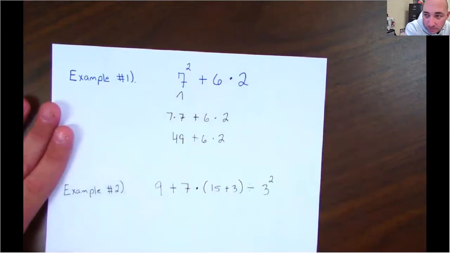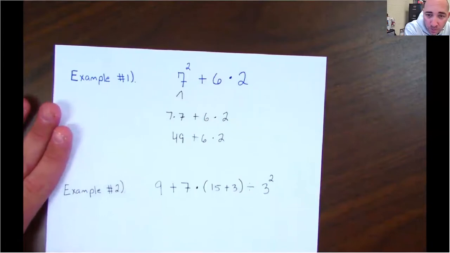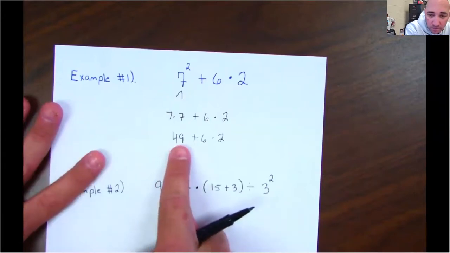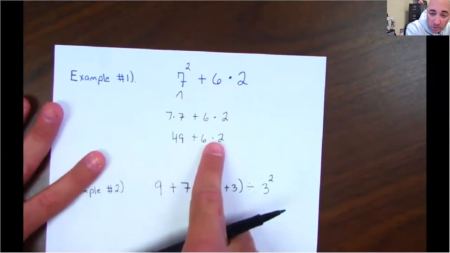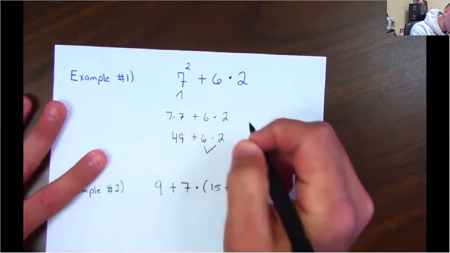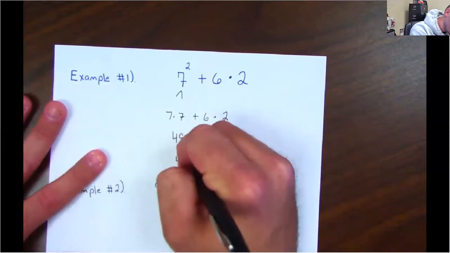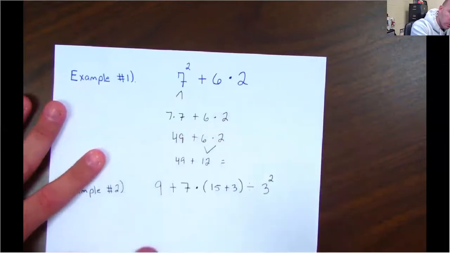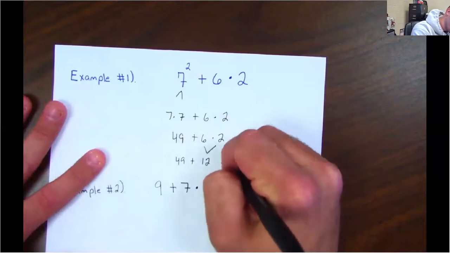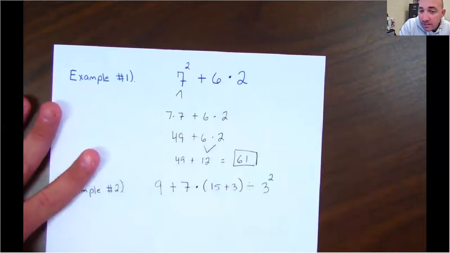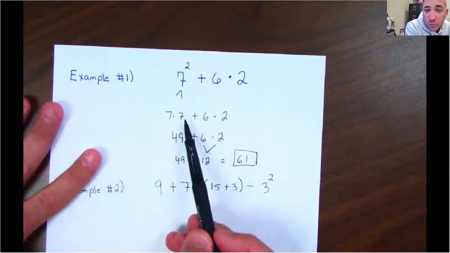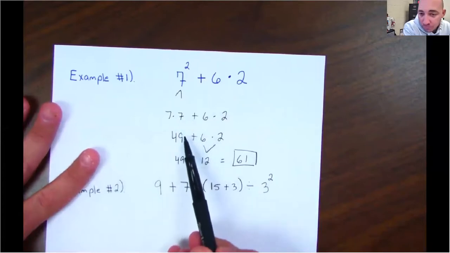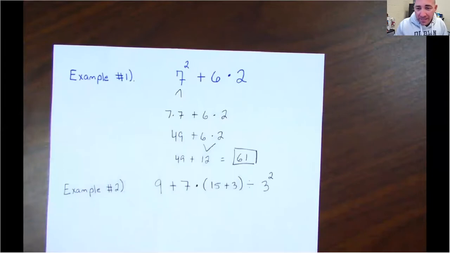Do we have any more exponents? No. So the next one is multiply or divide from left to right. Well, that's an addition. Oh, here's a multiply, so we can multiply right here. What is 6 times 2? Well, that is 12. And then lastly, what's 49 plus 12? Well, that is 61. There's your answer. Now, notice how we did one step at a time when we brought down all the other information. So we always do one step at a time, every time.